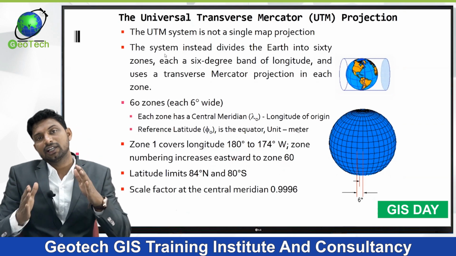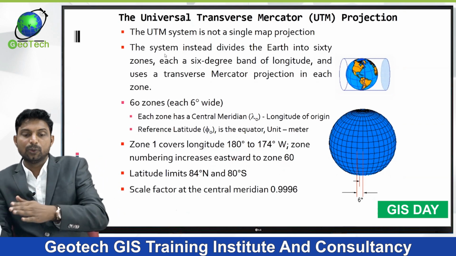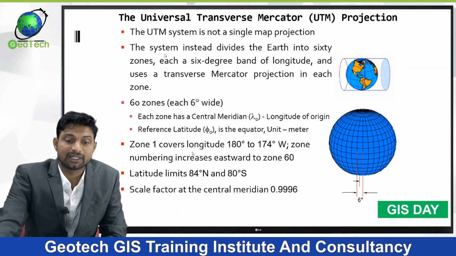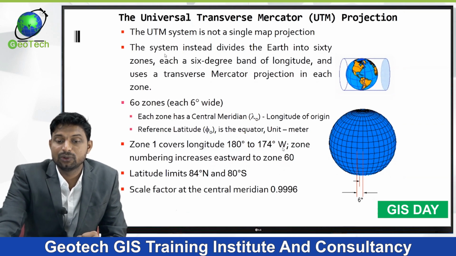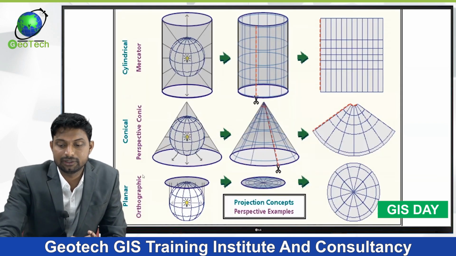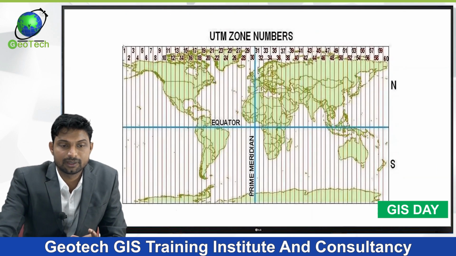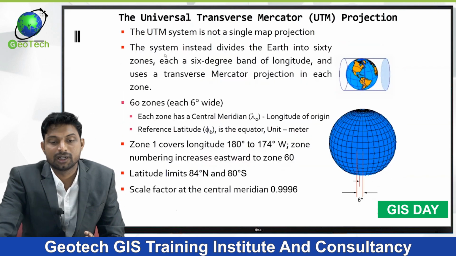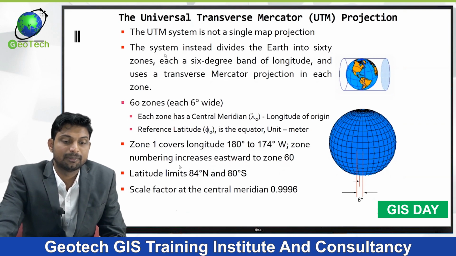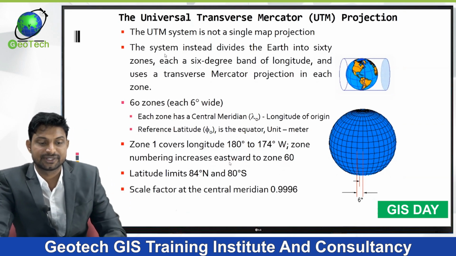So that's why we are converting that degree decimal into meter format. Then zone 1 covers longitude 180 degree to 174 degree west. You can see this zone 1, numbering increasing eastward to zone 60.